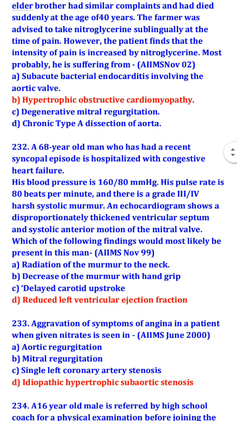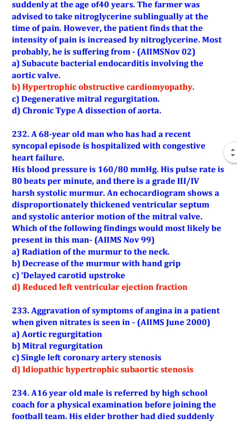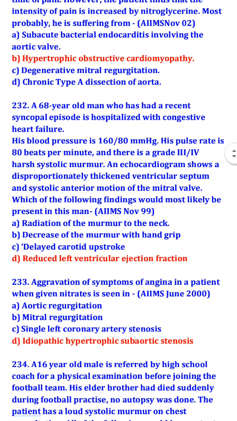A 68-year-old man who had a recent syncopal episode is hospitalized with congestive heart failure. His blood pressure is 160 by 80 mm of mercury. His pulse rate is 80 beats per minute, and there is a grade 3 or 4 harsh systolic murmur. An echocardiogram shows a disproportionately thickened ventricular septum and systolic anterior motion of the mitral valve.